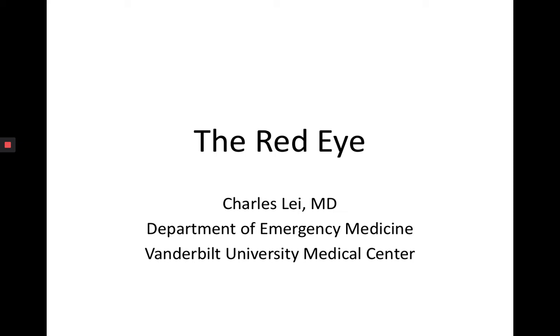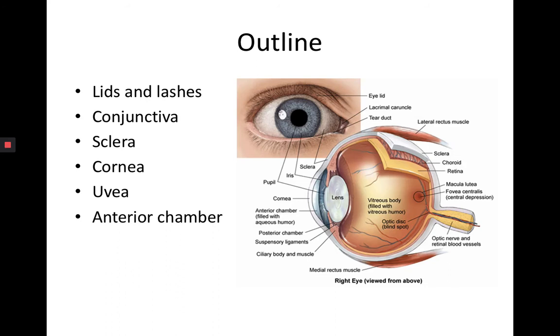In this lecture, we will be discussing the red eye. We will work our way from outside in, starting with the lids and lashes, followed by the conjunctiva, the sclera, the cornea, the uvea, and finally the anterior chamber.